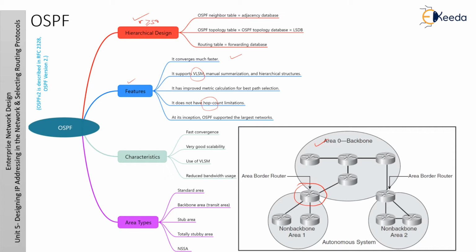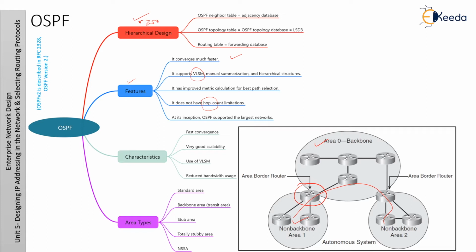Okay, traffic sent from one non-backbone area to another always crosses the backbone. Like in this figure, this is our area 1, which must forward traffic destined for area 2 into the backbone. The area 2 ABR receives the traffic from the backbone and forwards it to the appropriate destination in area 2. So these are the things associated with hierarchical design.